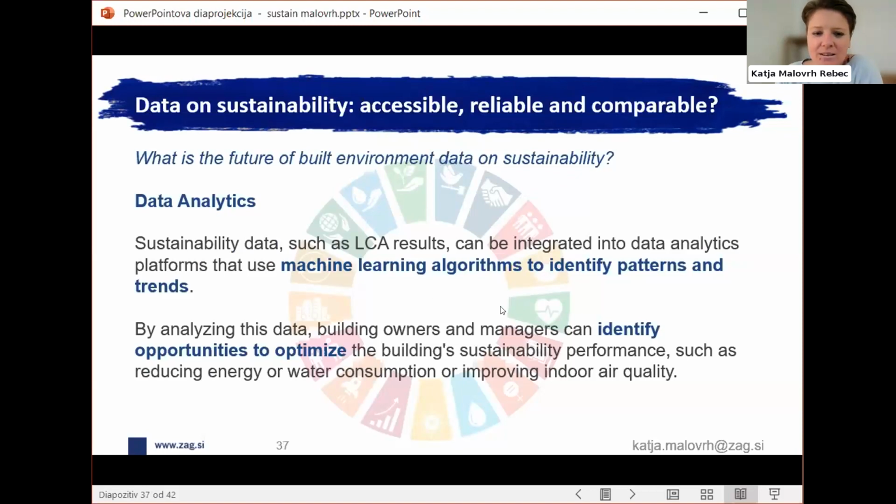So data analytics could help immensely with sustainability data. For example, we could integrate it in platforms and use machine learning algorithms to identify patterns and trends, and then also identify opportunities for us to optimize building sustainability performance.